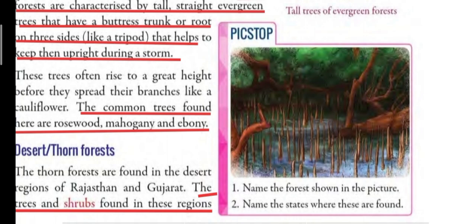And the second question is that name the states where these are found. So children, swamp forests are found along the Andaman and Nicobar Islands and also along the delta areas of Ganga and Brahmaputra river. Then the state of West Bengal, children. The state of West Bengal has a very big area of swamp forest or mangrove forest. So, pick stop is over.